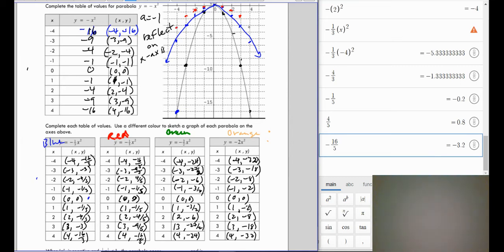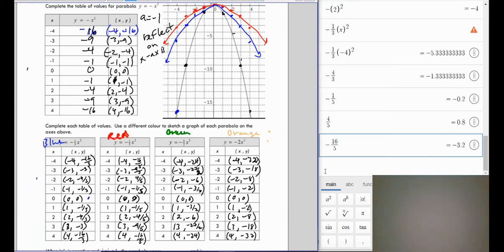Over 4 and negative 3.2. So we see a wider parabola because 1/5 is a smaller number than 1/3. So it's wider. All right. Let's go with the green one now. So we should see something more narrow.